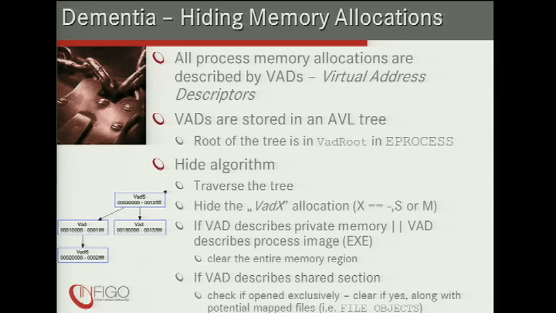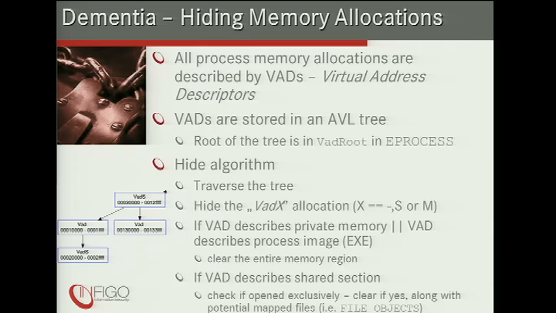The hide algorithm is rather simple. I traverse the entire tree. I delete the VAD descriptor, not the allocation itself, but the VAD descriptor. And then I check if this VAD points to a private memory of the process. So if this is memory that is allocated only by my process and used exclusively by my process, I hide the entire allocation. If this VAD represents my process memory image, so my exe, I delete that allocation also.